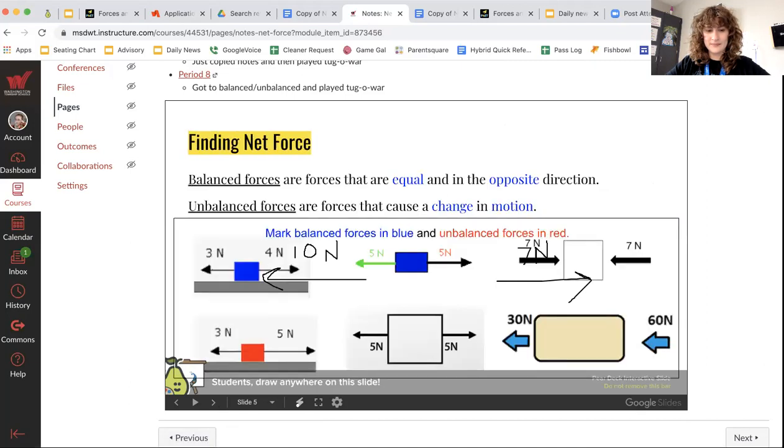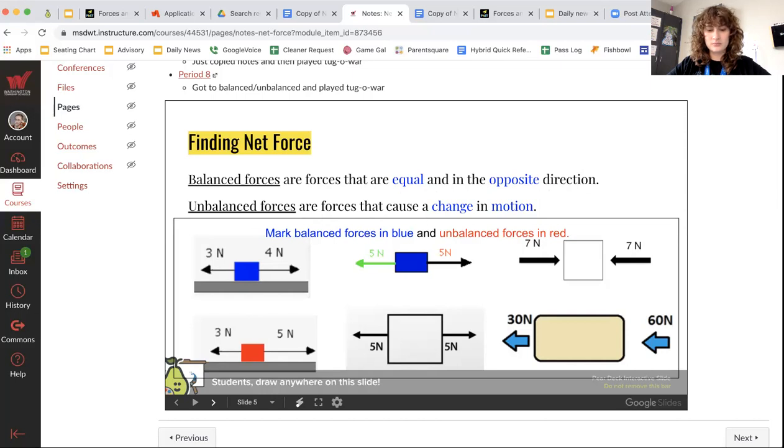All right, let me erase that. All right, so now we have balanced and unbalanced forces. Balanced forces are the ones that are equal and they cancel each other out. They're equal and opposite in direction. Unbalanced forces are everything else. Unbalanced forces are forces that cause a change in motion.